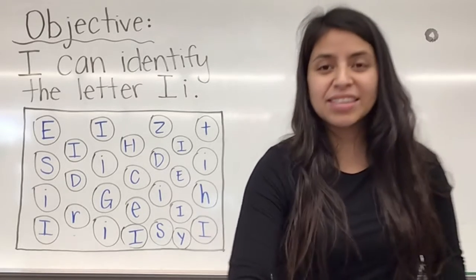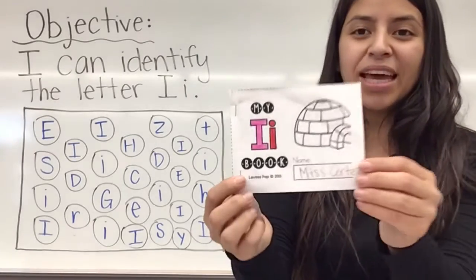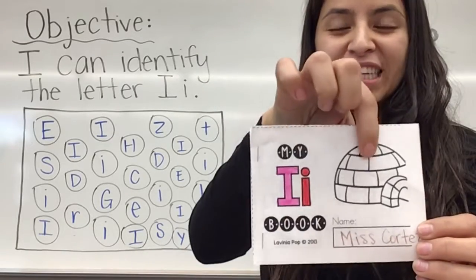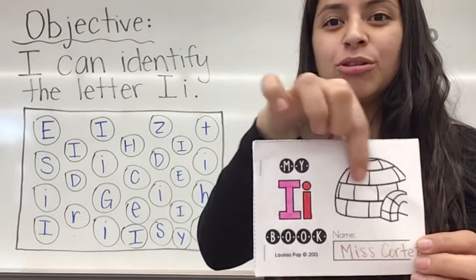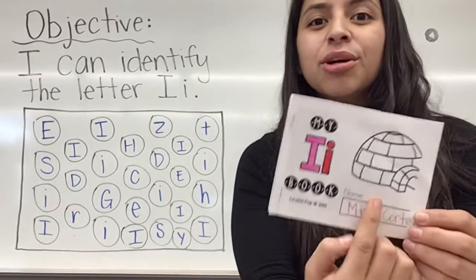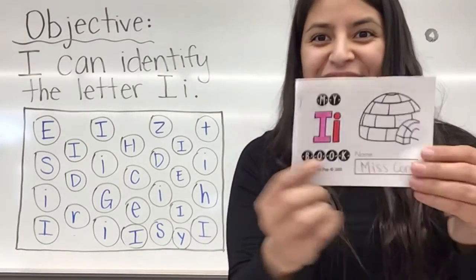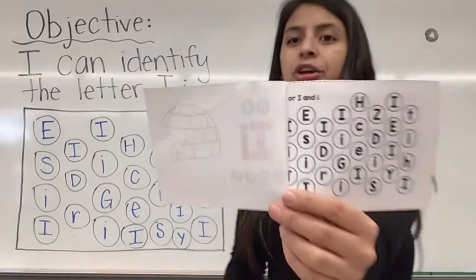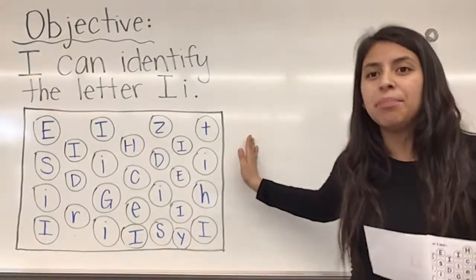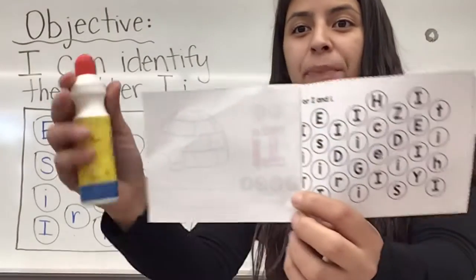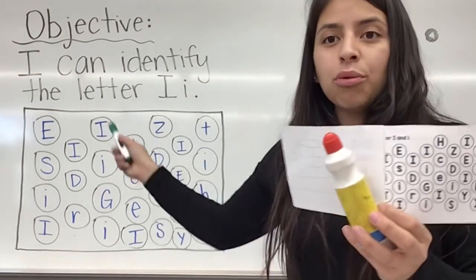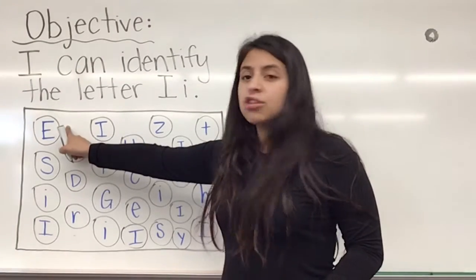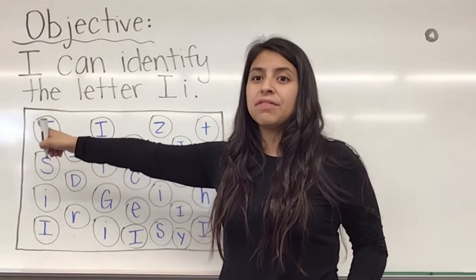All right, TK, go ahead and take out your mini books. I went ahead and colored my uppercase I and my lowercase I. I didn't color my igloo because I wanted my igloo to be white, but if you want to go ahead and color yours, by all means, go ahead. We're now going to open our book. I wrote our letters exactly how they are on your page on my board, just so you could see it better. So you're going to be using your bingo marker as you follow along with me in identifying all of our letter I's.